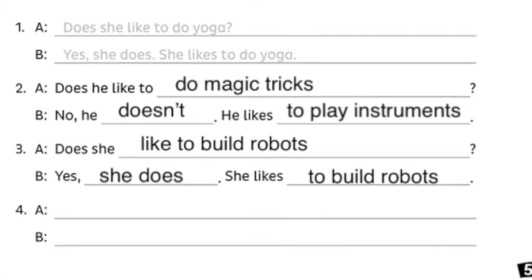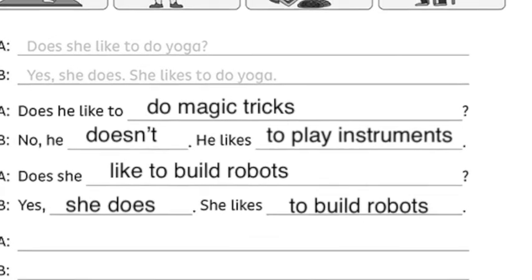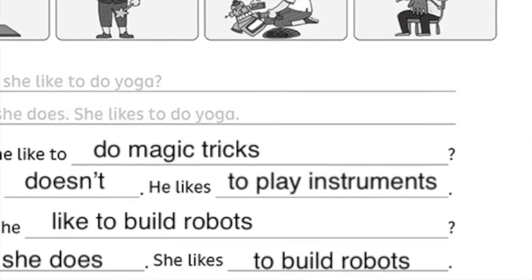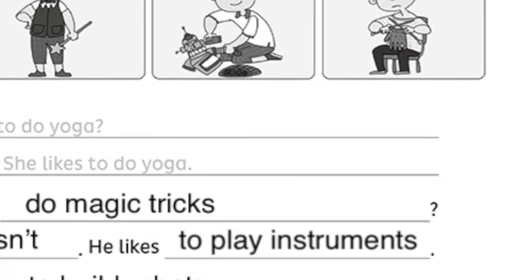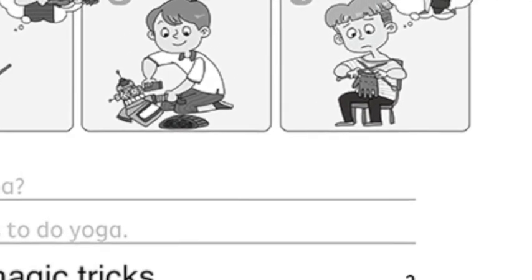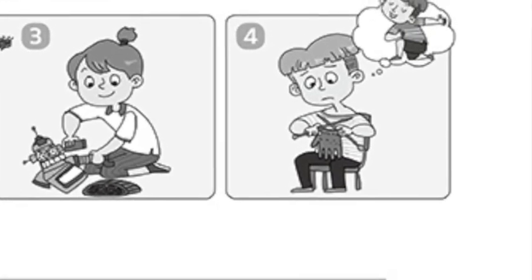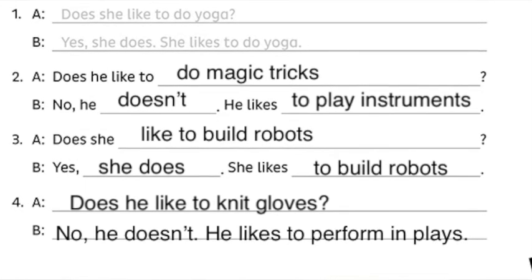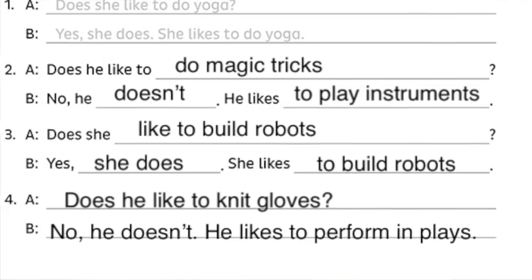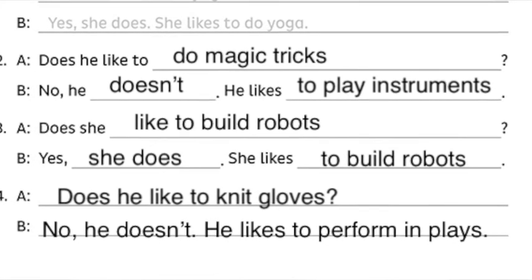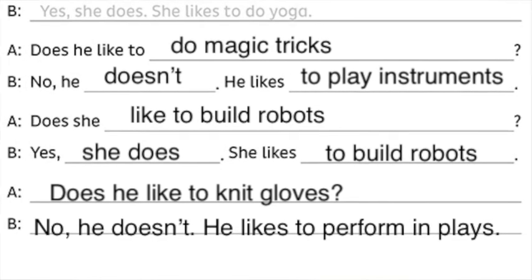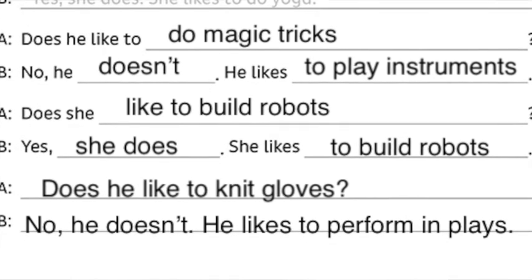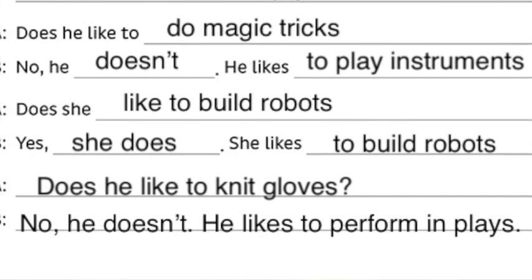So number 4, we have a boy in the knitting club. He is knitting a glove, but he is thinking about something else. So the question is, does he like to knit gloves? And the answer would be no, he doesn't. He likes to perform in plays. So he is thinking about the drama club.